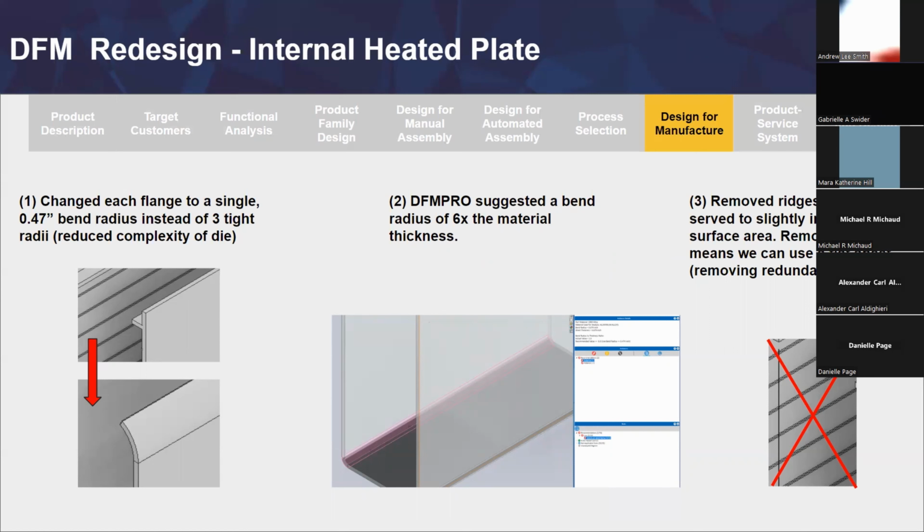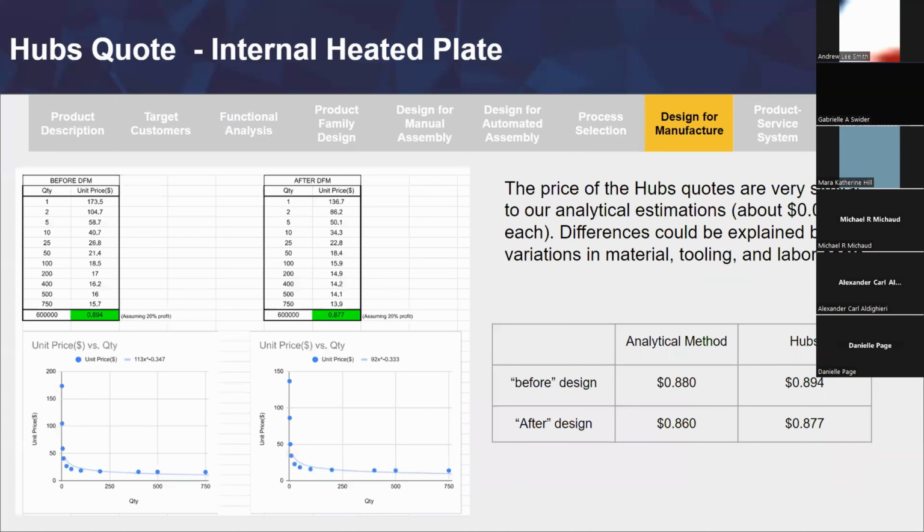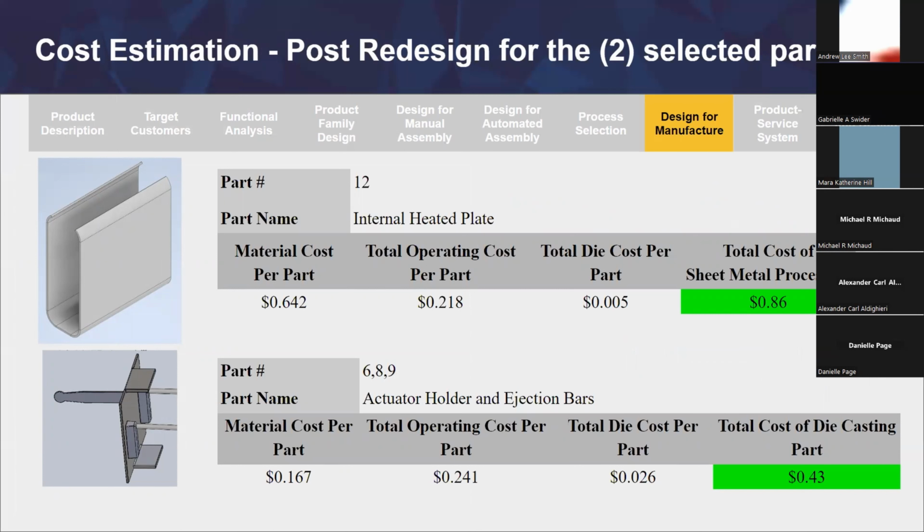The third thing we did was remove the ridges that were basically there for surface area and heat radiation. We thought that removing that would help us a lot with the manufacturing costs without losing a lot in the performance. Here are the quotes we received from hubs. We interpolated the data and found that the price estimations for hubs were closely in agreement with our analytical estimations. Here we can see the post redesign costs for both parts after DfM. We can see that the sheet metal part went down by 2 cents and the die casting went down by 14 cents.